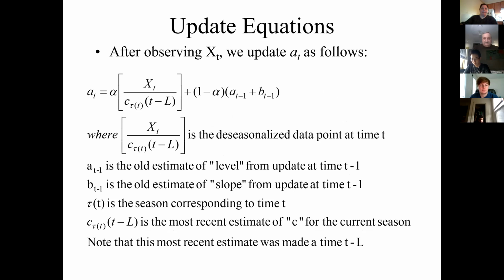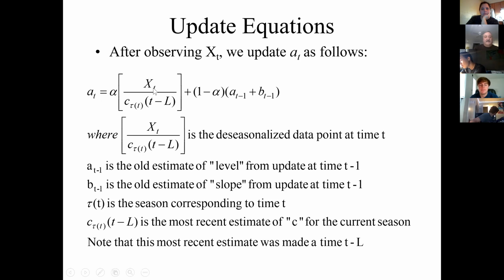Okay. So basically it works this way. After observing the most recent data point, we are going to update our forecasts. The first thing we're going to do is update the level component of the time series. So we take the most recent data point and we divide by the seasonal adjustment factor. What we're trying to do is de-seasonalize x of t.